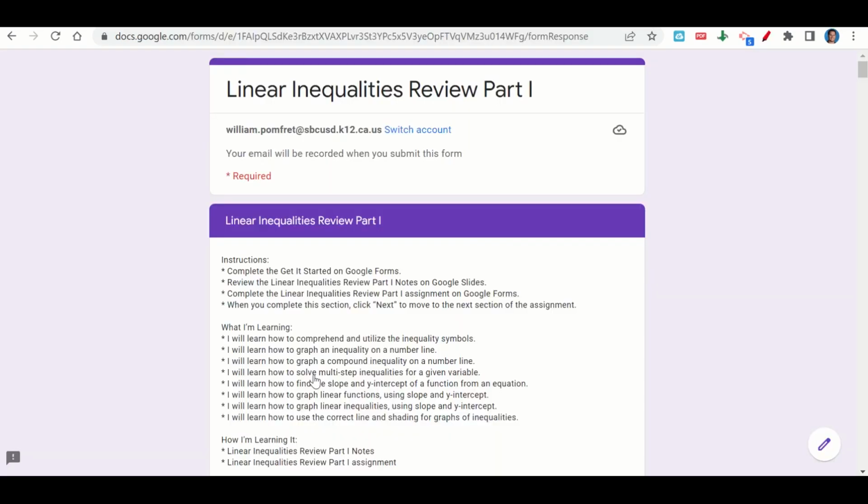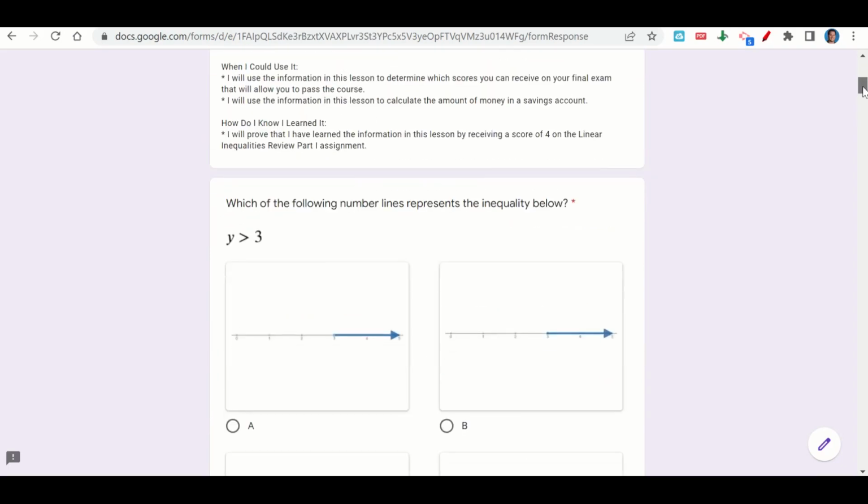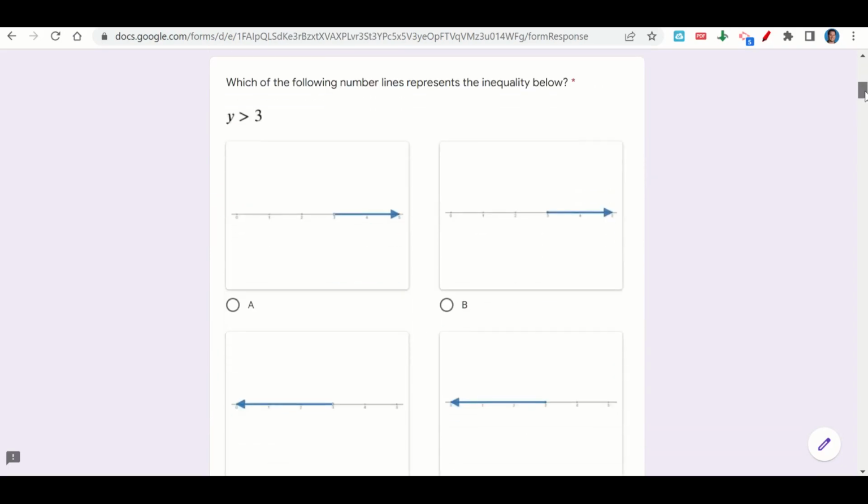Let's take a look now at the Linear Inequalities Review Part 1 assignment. The assignment begins with our learning goals and success criteria. If we scroll down, we can see our questions. The first question says, which of the following number lines represents the inequality below? We have y is greater than 3.